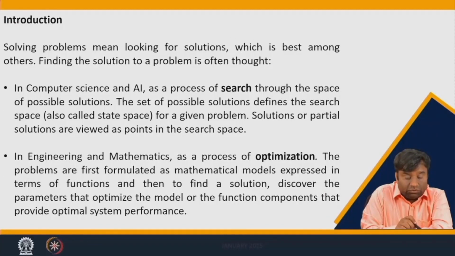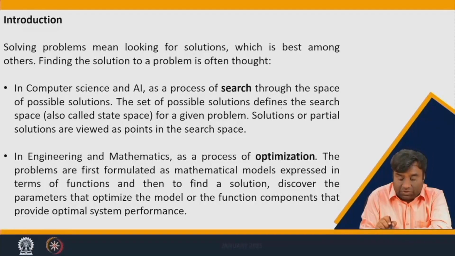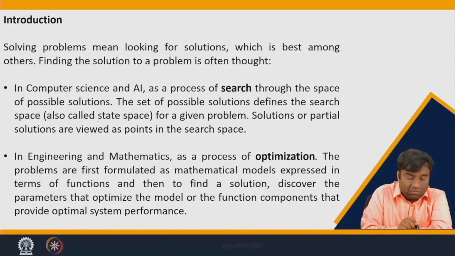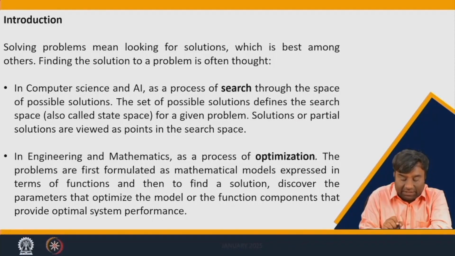Introduction: solving problems means looking for a solution which is best among others. Finding the solution to a problem is often thought of in computer science and AI as a process of search through the space of possible solutions. The set of possible solutions defines the search space, called state space, for a given problem. Solutions or partial solutions are viewed as points in the search space.